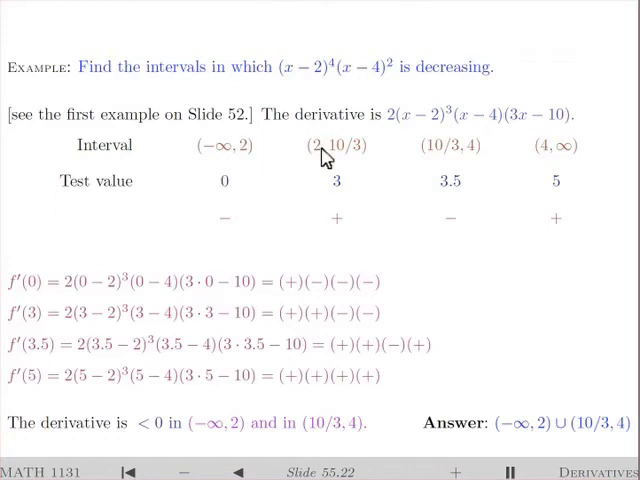As I cross 2, f prime goes from negative to positive. So f is decreasing to 2, increasing from 2 to the right. So 2 is a relative minimum. As we cross 10/3, f prime goes from positive to negative. So up to 10/3, down from 10/3. So 10/3 is a relative maximum. As we cross 4, f prime goes from negative to positive. So 4 is also a relative minimum.